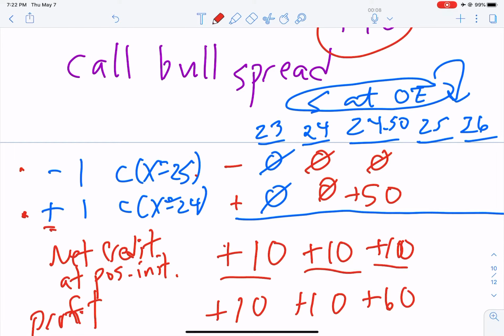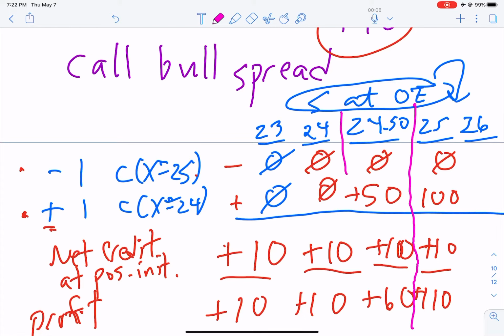Oh, very interesting. And then about the 25 strike call, if the stock price at OE is 25, well then our short position is at the money. It expires worthless, but the 24 strike call that we own is worth $100. So that's worth 100. We sell it for 100, and then we still get the $10, and so now we're at 110. I'll try to put a delineator up here in pink. Starts to run together a bit. Okay, and I'll put another one here.